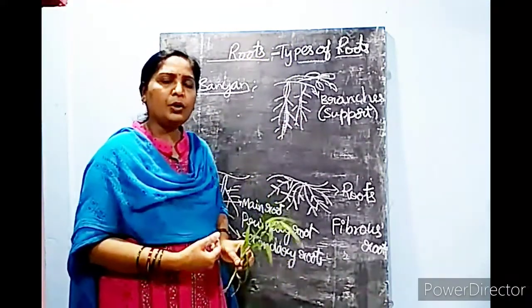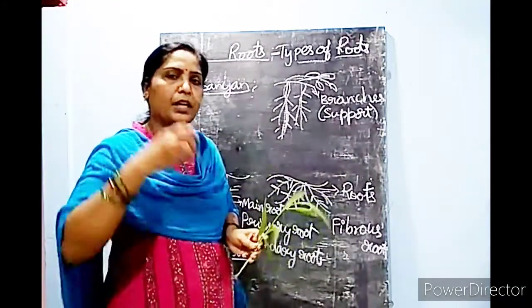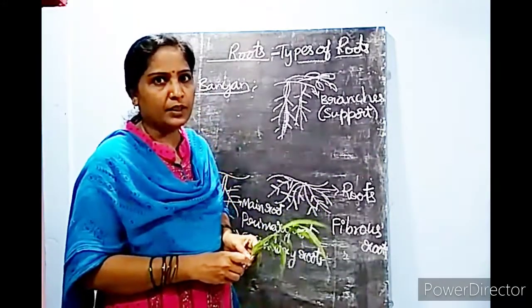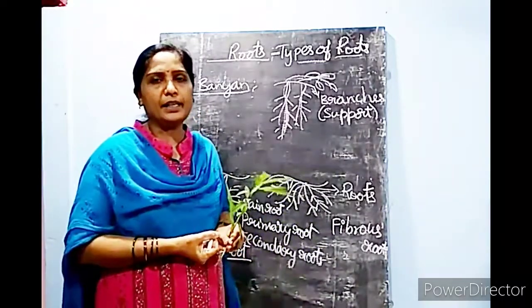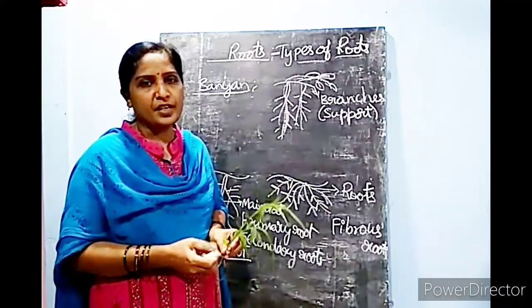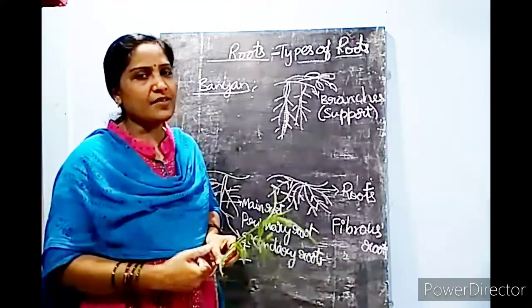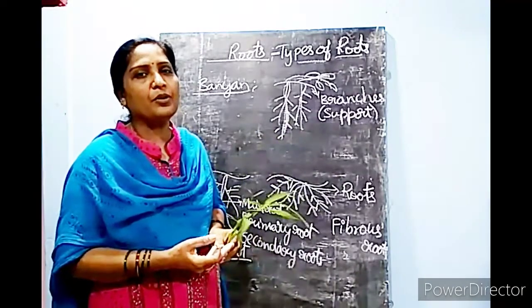Then, if we want to know what type of roots they have, do we need to pluck them out every time? Can't we know without uprooting the plant? Can't we say what type of roots they have? Yes, there is a way to find out what type of roots they have.